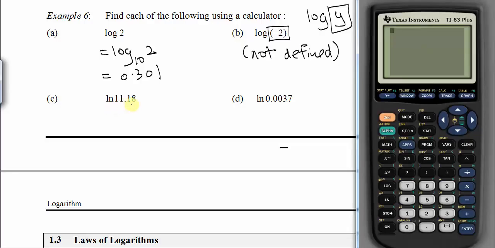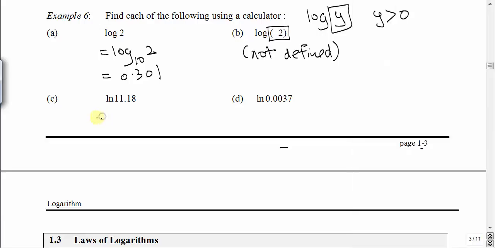Ln 11.18. Now we have a key in the calculator for ln. Ln is log base e. Here is ln. So we press ln followed by 11.18. It will give us the value of 2.414.